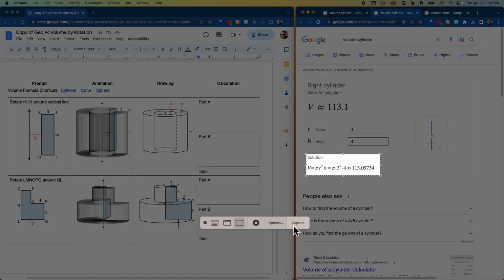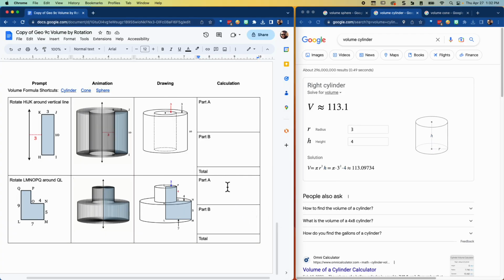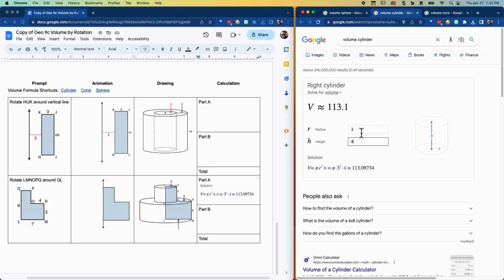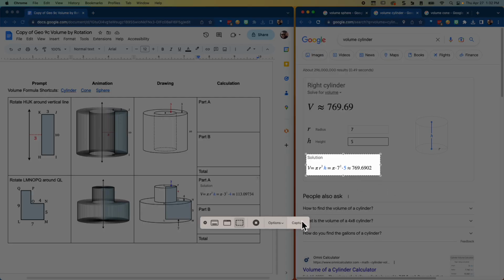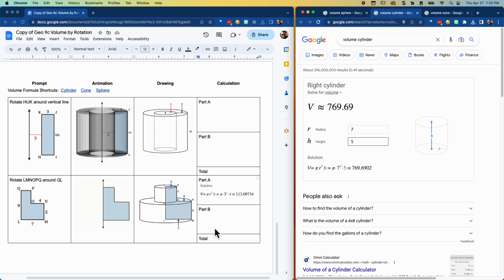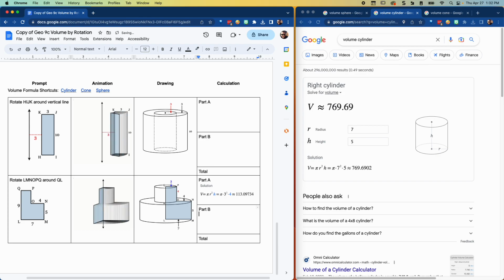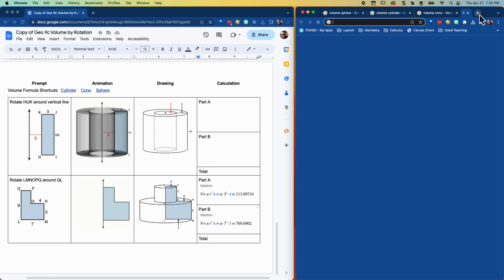That gives me this calculation here of about 113. The bottom cylinder has a radius of 7 and a height of 5. So on that one we have a radius of 7, a height of 5. That gives me this number, 769.6902. There we go. And I need to add those two numbers together.